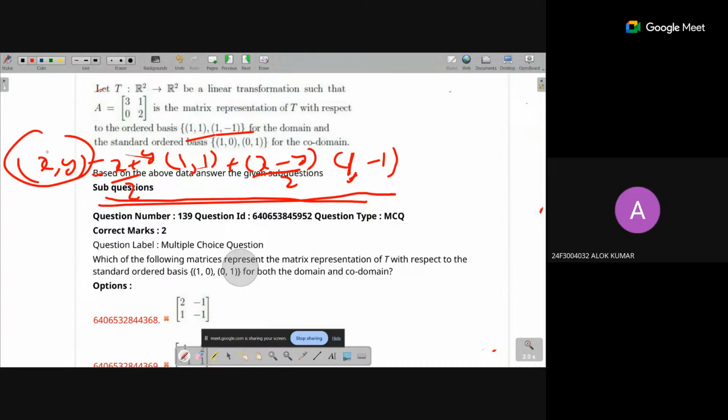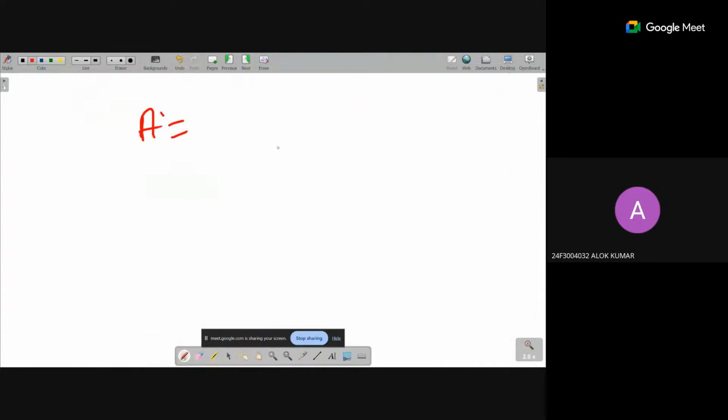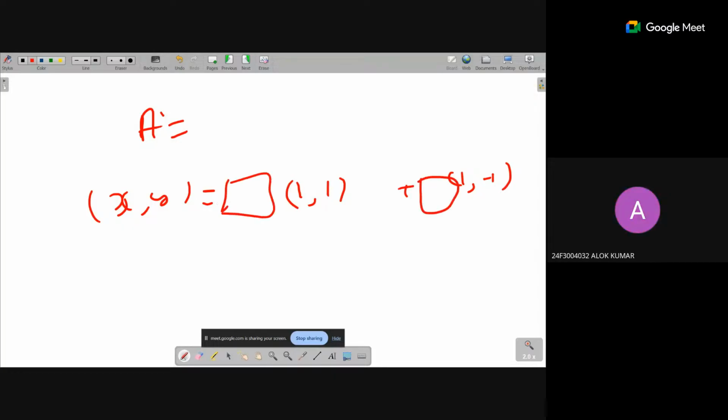So you tell me how to write x comma y in this format. There is no standard thumb rule. To get that 1 comma minus 1, you take x plus y and x minus y. Now in this box and in this box, what should I pick? Actually there is no standard rule. You have to calculate.